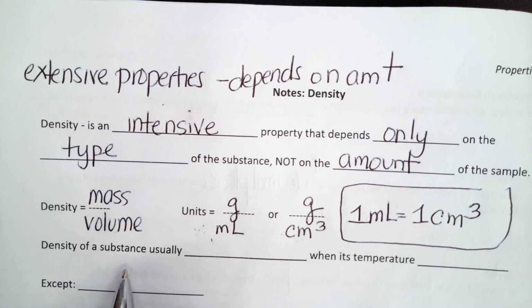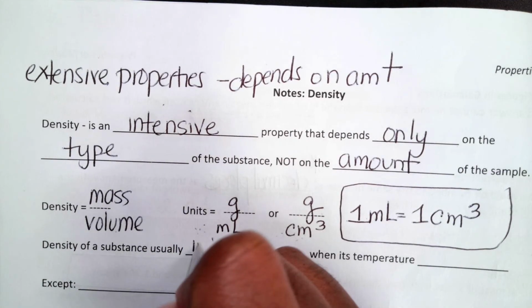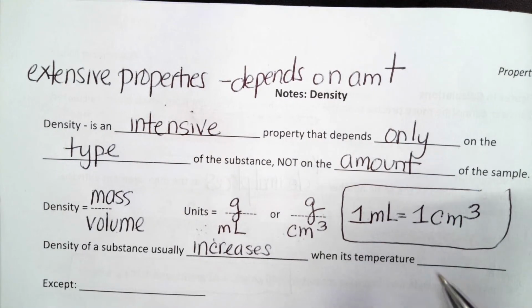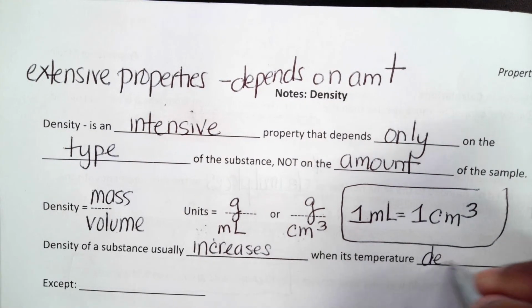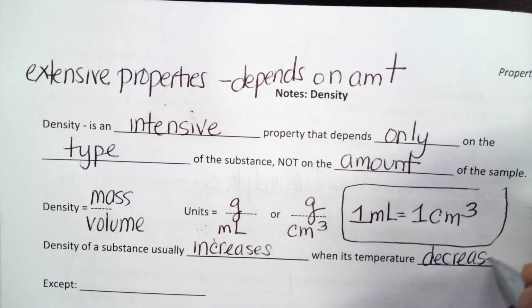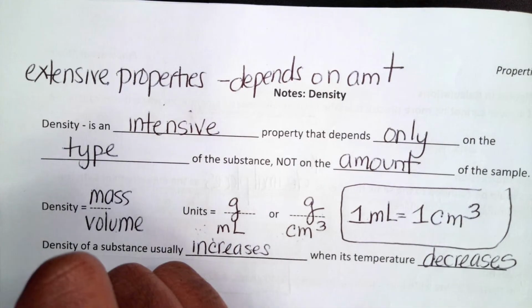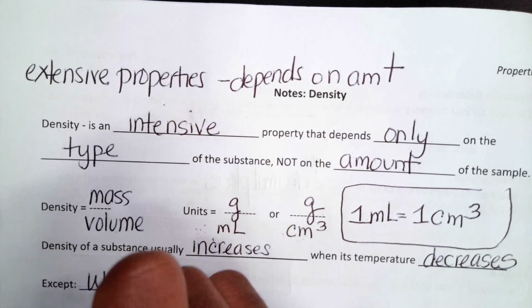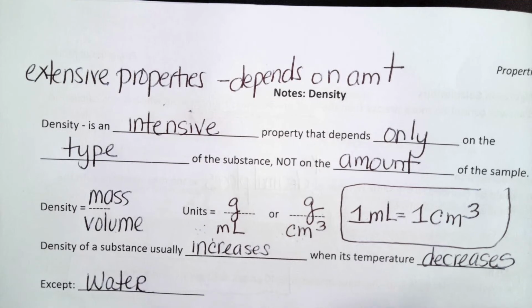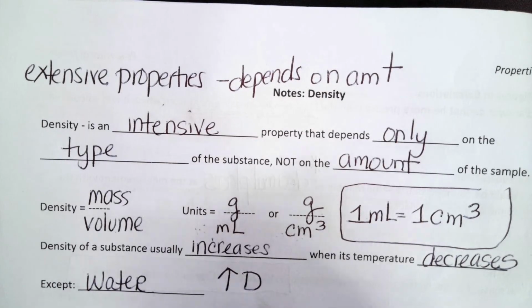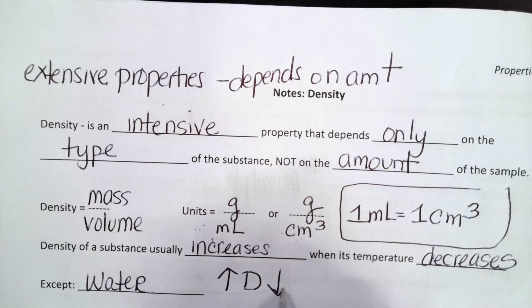Density of a substance usually increases when its temperature decreases, except water. Water is a special substance. So if density increases, temperature decreases.